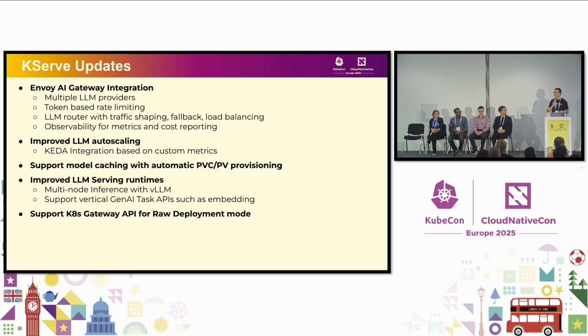So we added the integration with Envoy AI Gateway that provides support for multiple LLM providers and token-based rate limiting and routing with traffic shaping, fallback, and load balancing, and so on. We've also improved the auto-scaling capabilities for large model use cases so that you can do auto-scaling based on custom metrics. This is through the KEDA integration with KServe.